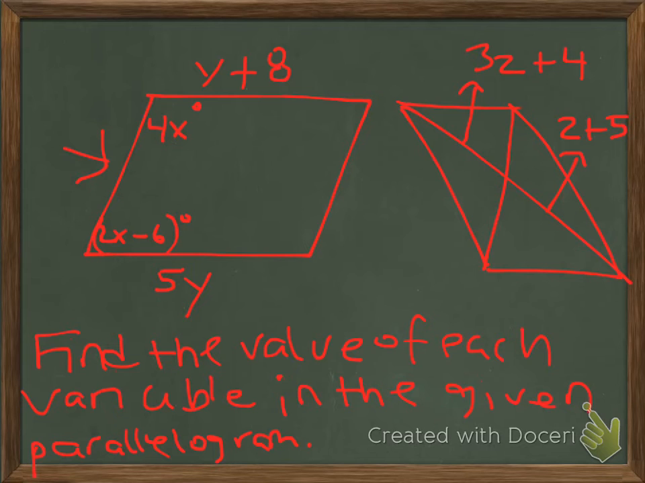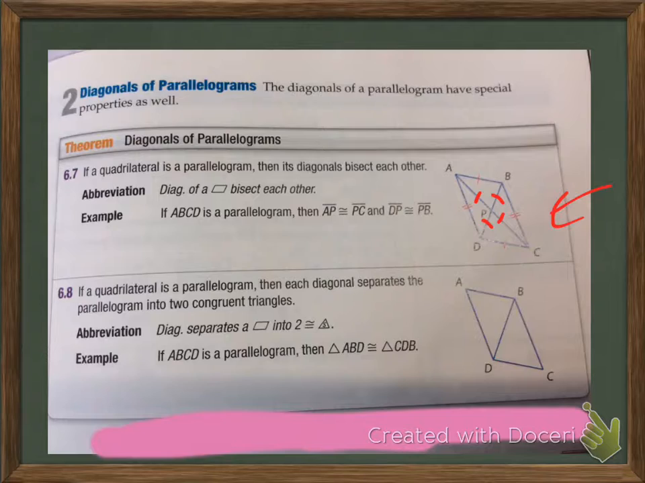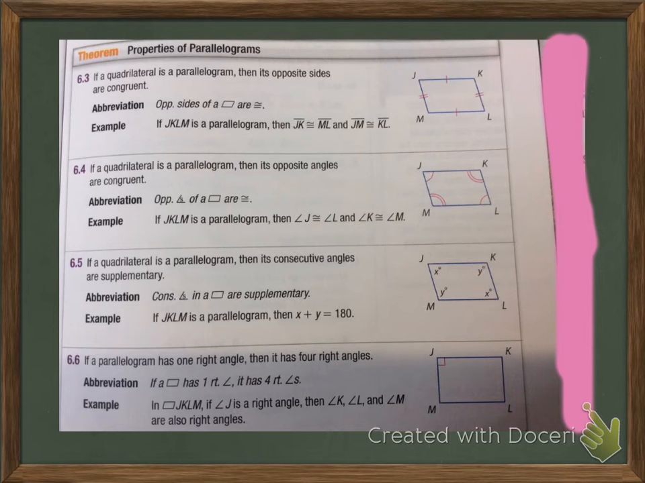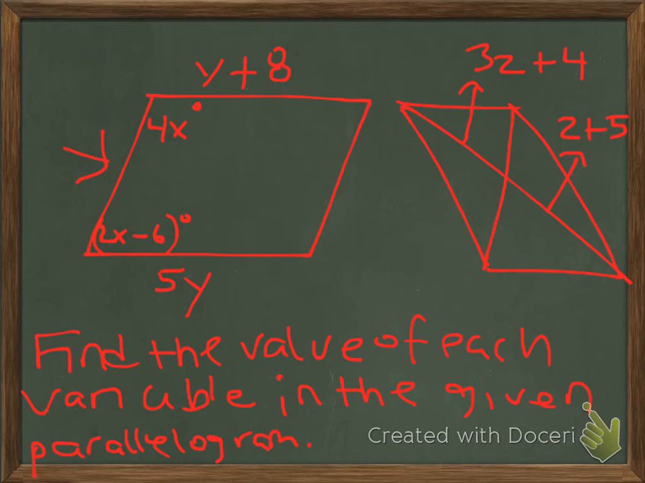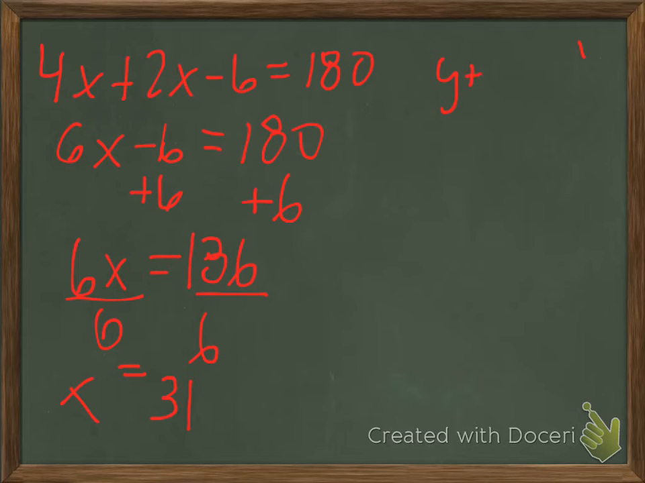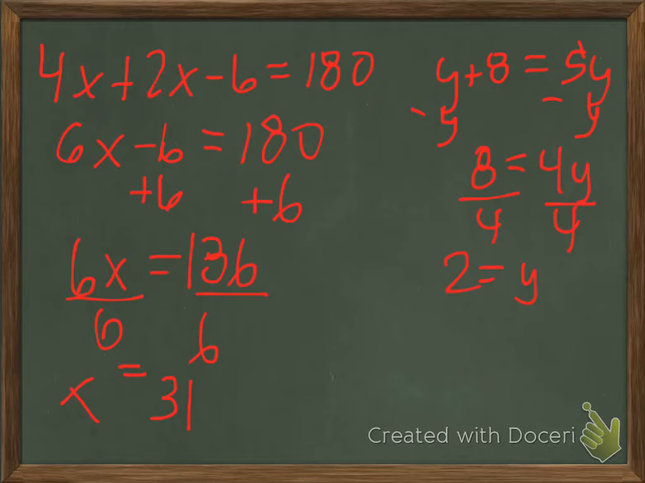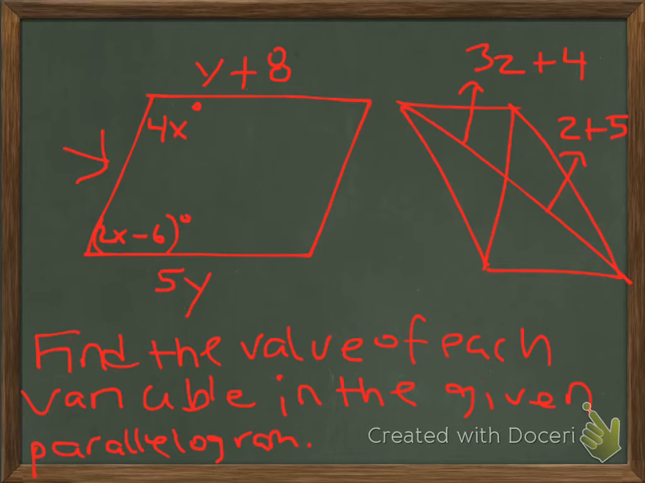Then, for the y's, those are opposite sides. We know that based on the first 4 properties, that opposite sides are congruent. So we're going to put y plus 8 equal to 5y. Solve for y. So y is 2.